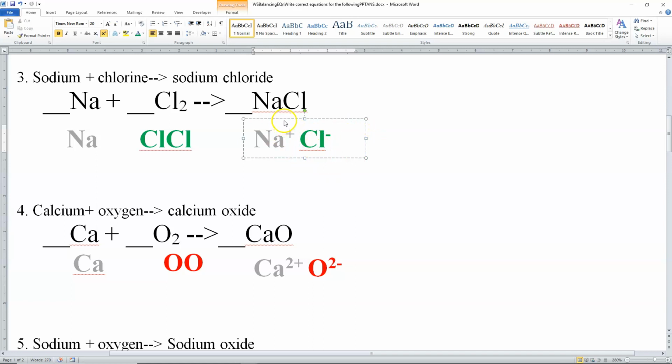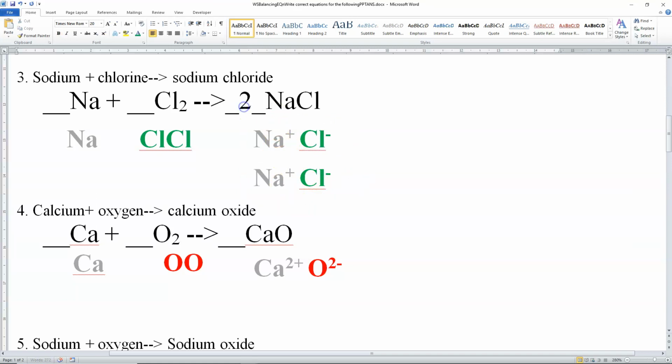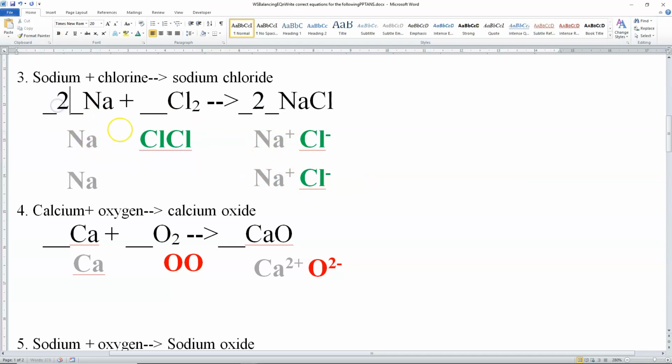So we need to increase the amount of chlorine in the form of chloride ions on the right, like so. By increasing the amount of sodium chloride, we increase the amount of sodium, and so we need to increase the amount of sodium on the left, like so. So we put a 2 in here.